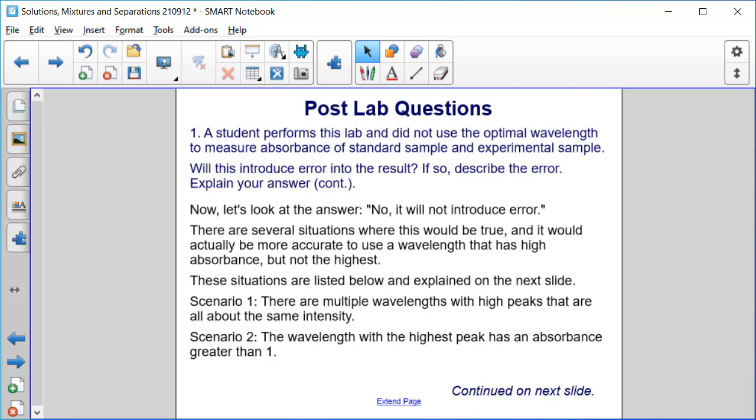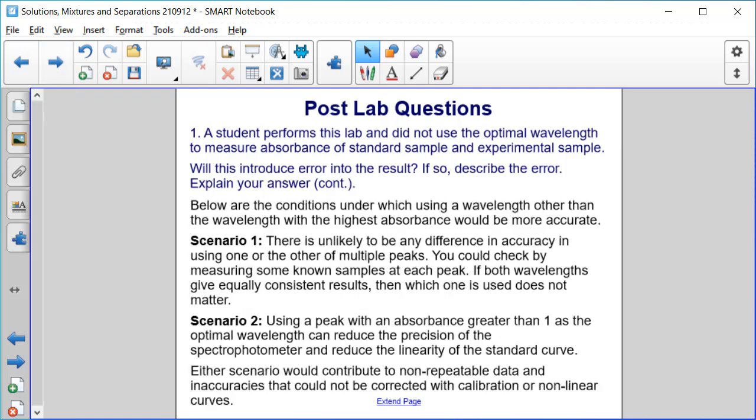Again, we had talked about that. We want to keep that absorbance below 1 to get repeatable results. Below are the conditions under which using a wavelength other than the wavelength with the highest absorbance would be more accurate. In that first scenario, there's unlikely to be any difference in accuracy in using one or the other of multiple peaks. You could check if both give equally consistent results, then which one is used does not matter.